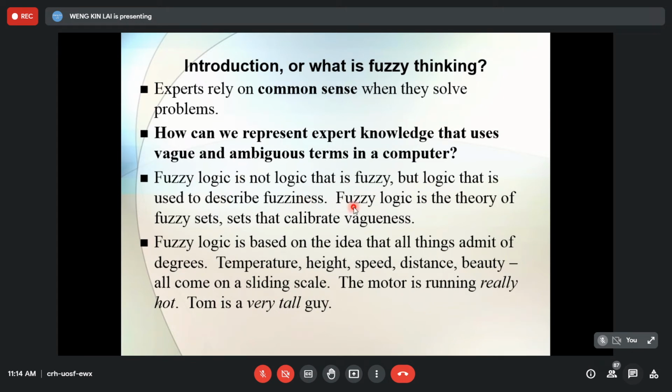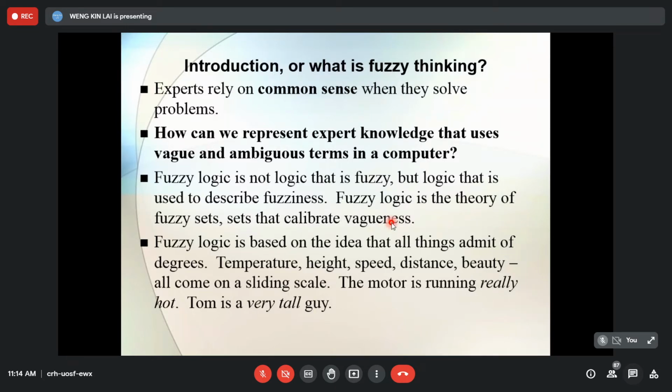So in a way, the fuzzy logic is the theory of fuzzy sets. That's why later on we'll touch a little bit about the fuzzy sets, and these sets are used to calibrate vagueness, used to measure vagueness. What does it mean, right? So we're using such things to calibrate, right?